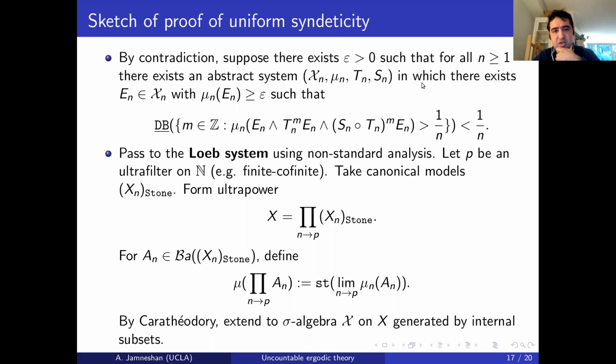If this happens, then this would contradict our uniformity statement. Now, we have to do a bit of non-standard analysis here. So we have to pass to what is called the loop system. To do this, we have to fix an ultrafilter, but for the moment, forget about what ultrafilters are. Just imagine this.